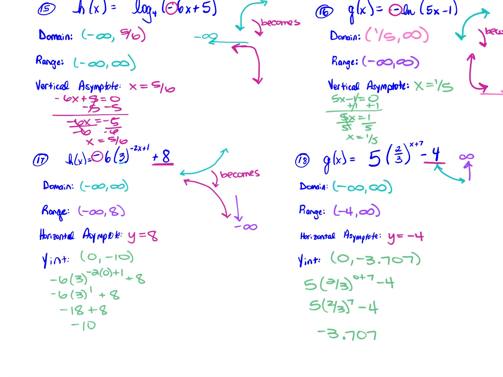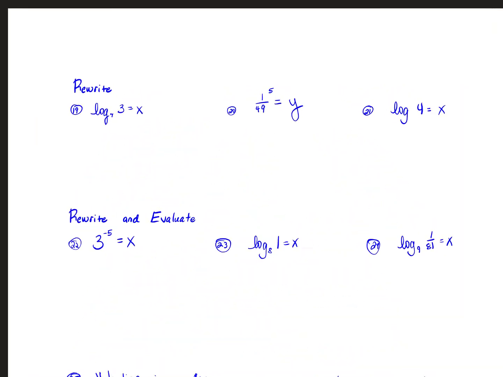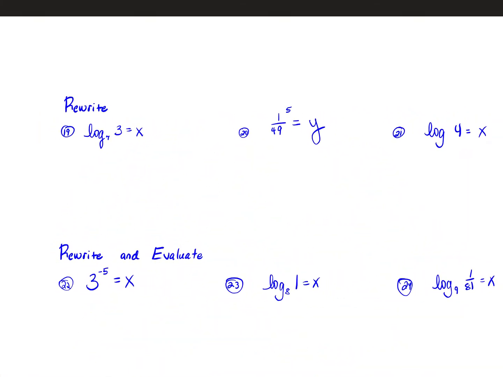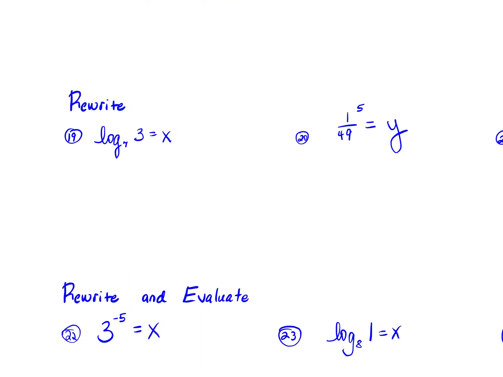For the next part that we're going to go over, we're rewriting log functions to exponential functions and vice versa. So if we look at number 19, we have log base 7 of 3 is equal to x. If we write this in exponential form, we're going to get rid of that log, bring that 7 up. The 3 is going to become our answer, and the x is going to become our power. So we're working counterclockwise. This is going to give us 7 to the power of x is equal to 3.